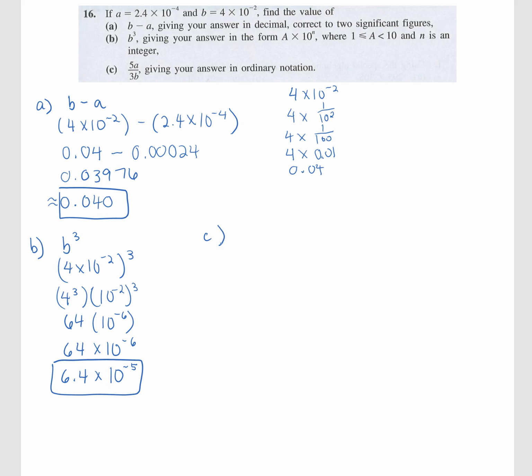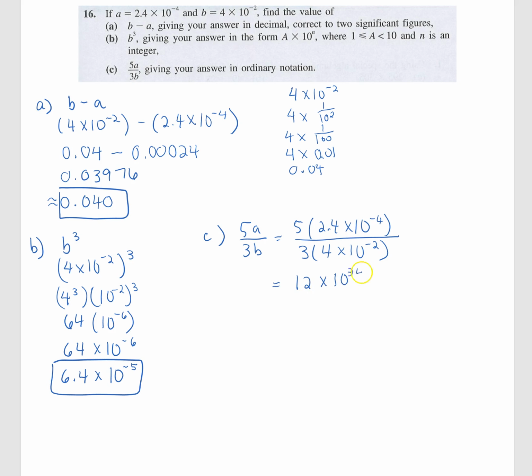In part C, they want us to find 5a over 3b, giving our answer in ordinary notation. So if we write out what that is, a is 2.4 times 10 to the power of negative 4. And we have 3 times 4 times 10 to the power of negative 2 on the bottom. Okay, again, this is all just multiplication and division. So we can multiply this 5 in, multiply by 2.4. And 5 times 2.4 is 12.